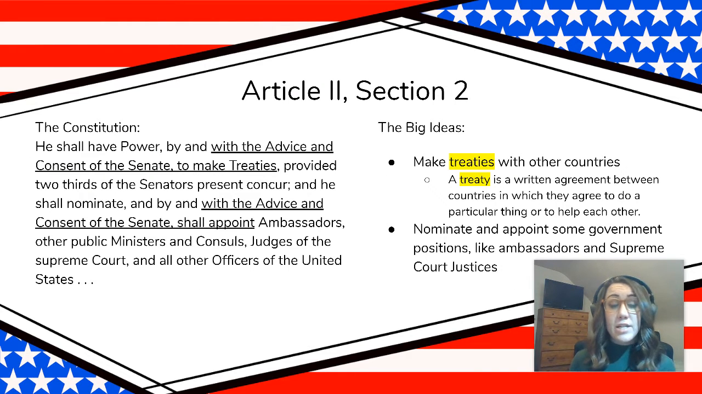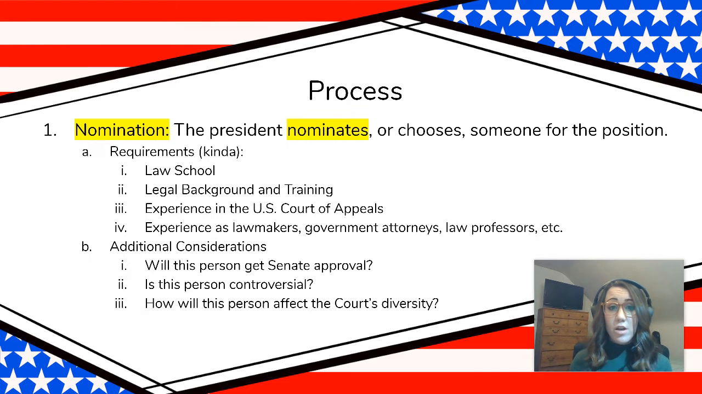So here are the big ideas. Look at the second bullet point, though. I know that that yellow highlight over treaty is a little bit misleading. The president's job is to nominate and appoint some government positions like ambassadors and Supreme Court justices. Now, we've already talked about how the president can appoint some other people in office, but we skipped Supreme Court justices. So let's go back. You're actually going to see that the process is super similar.